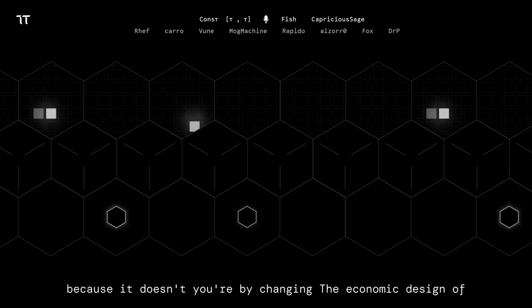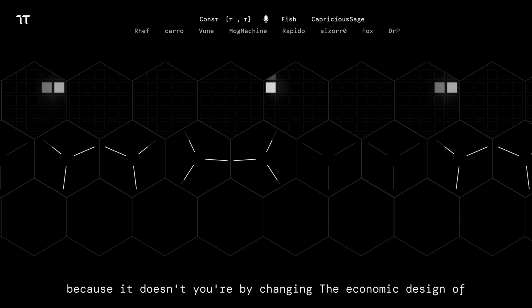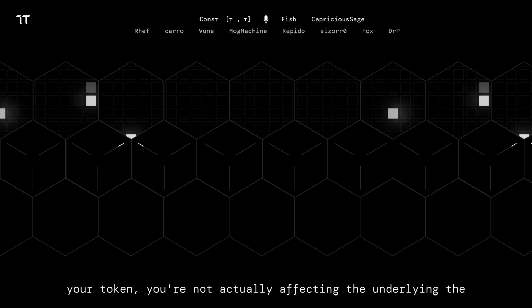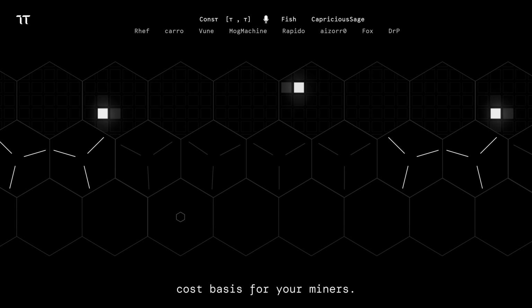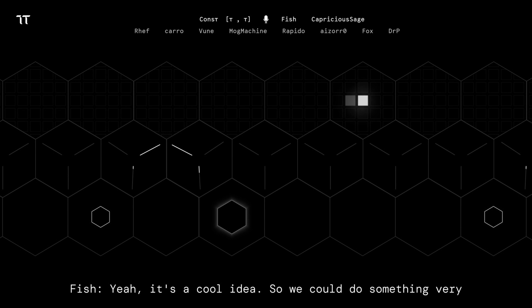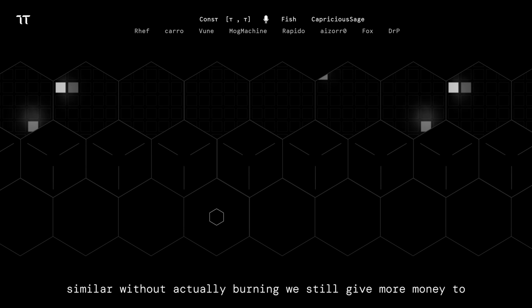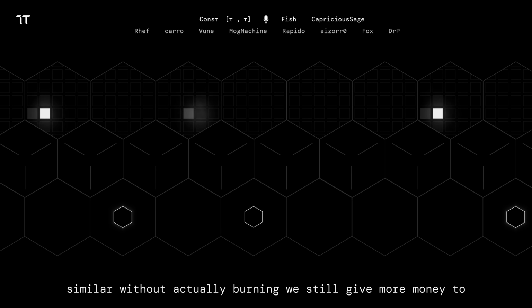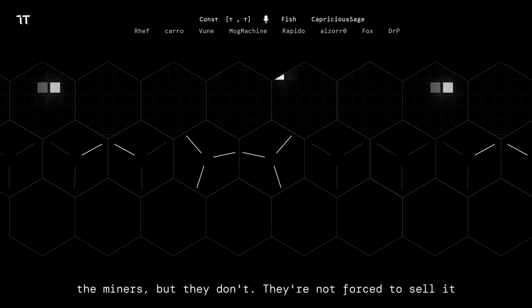Because by changing the economic design of your token, you're not actually affecting the underlying cost basis for your miners. Yeah, it's a cool idea. So we could do something very similar. Without actually burning, we still give more money to the miners, but they're not forced to sell it that way.